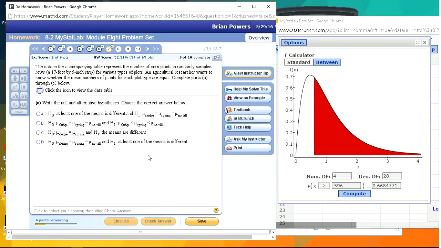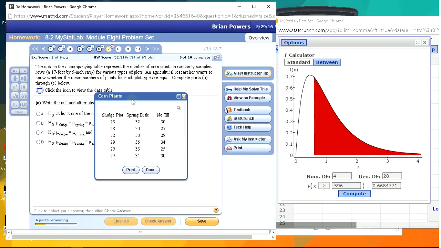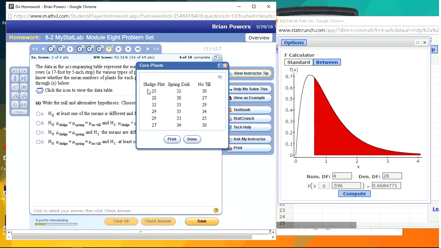Okay. So the data in this accompanying table represents the number of corn plants in randomly sampled rows, 17-foot by 5-inch strip. That doesn't really matter. For various types of plots, an agricultural researcher wants to know whether the mean number of plants for each plot type are equal. So let's just look at the data briefly. We have 3 types of plots: sludge plot, spring disc, and no-till. This is the number of plants in each of the 6 plots, so there are 6 from each of these.